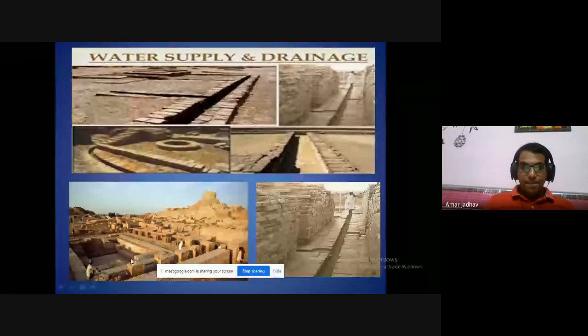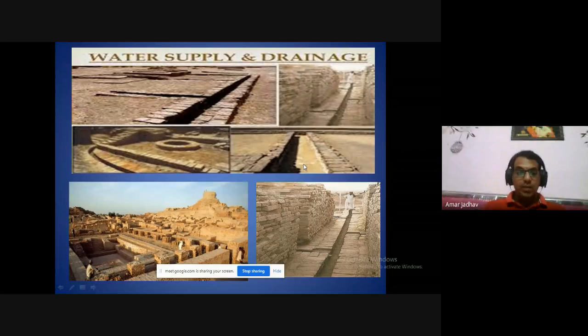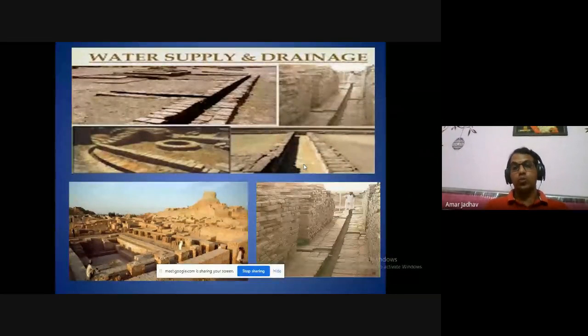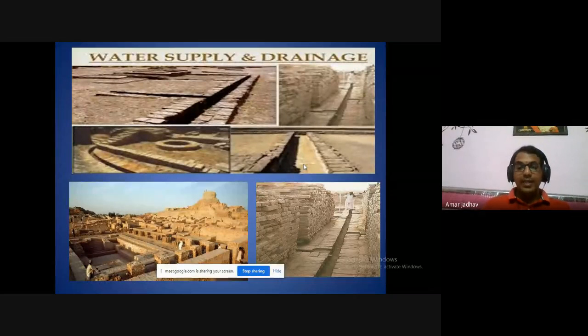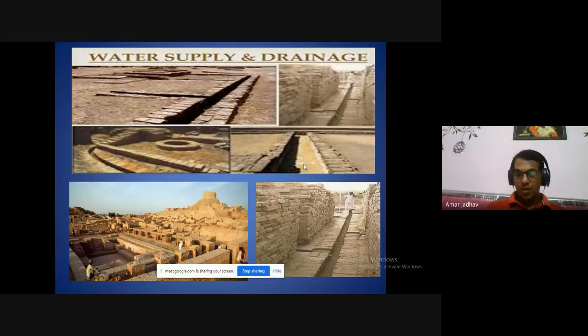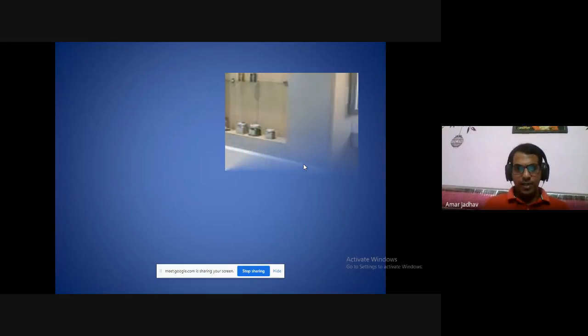Okay, and these are the roads that you can see on the right side with my arrow. The roads were properly in proportion. They were made in the proportion of 1:2:3:4, so that the road is properly maintained, and there is no destruction while transportation is happening over there. Okay, so let's move on a little bit further.